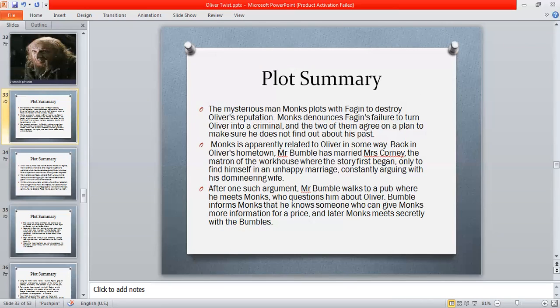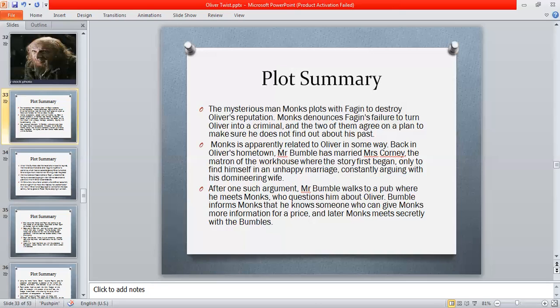Back in Oliver's hometown, Mr. Bumble has married Mrs. Corney, the matron of the workhouse where the story first began, only to find himself in an unhappy marriage, constantly arguing with his domineering wife. Domineering wife means a wife who has a stronger character than her husband and wants to be obeyed all the time.